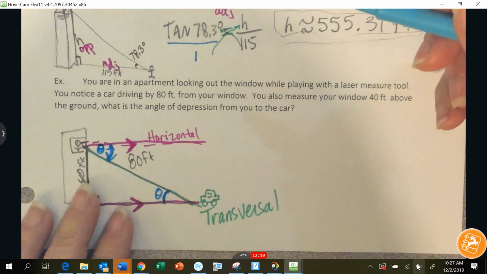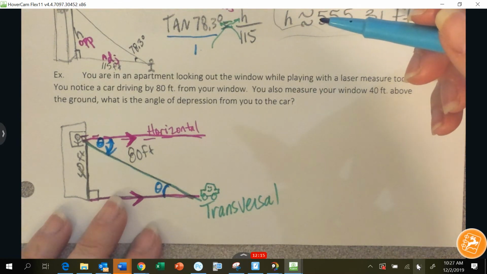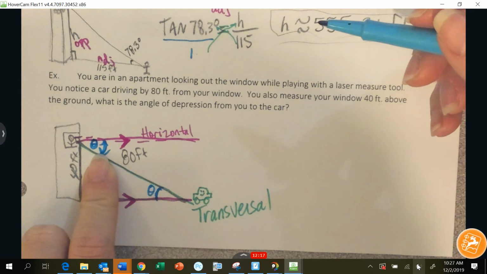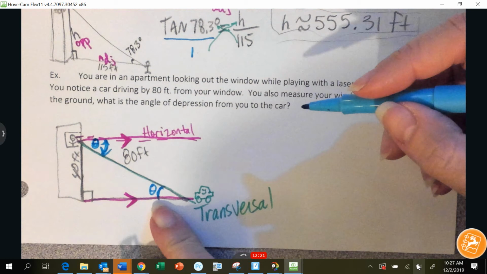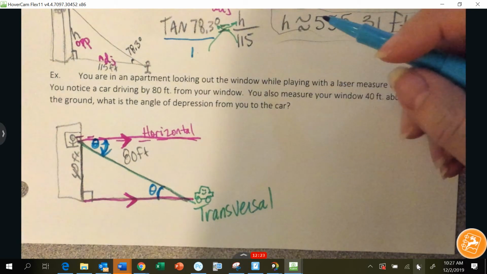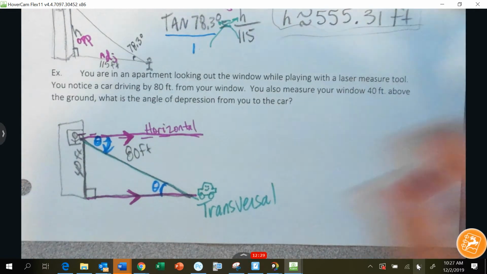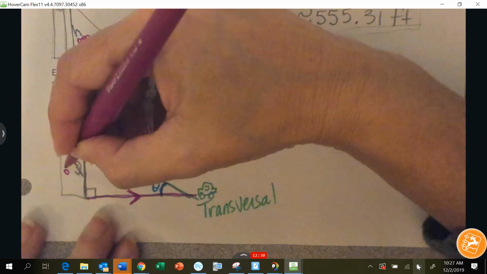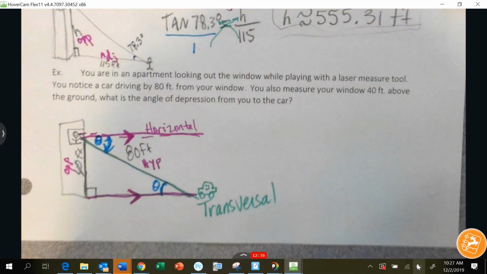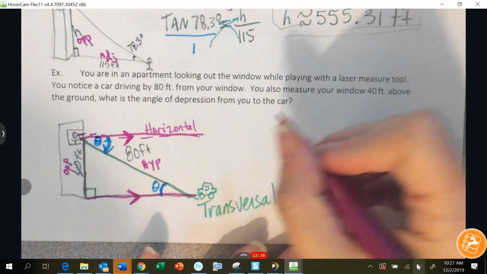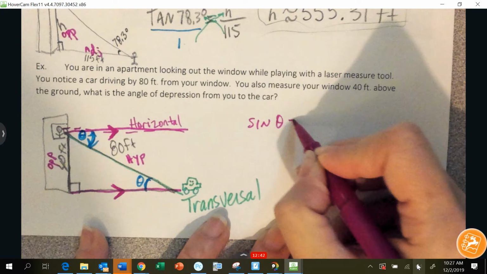So now let's look at this triangle. I have to find the angle, the theta. So inside of the triangle, theta would be this one. What information do I know? I know opposite, and I know hypotenuse. And which trigonometric ratio uses opposite and hypotenuse? Sine. Sine of theta is opposite over hypotenuse.